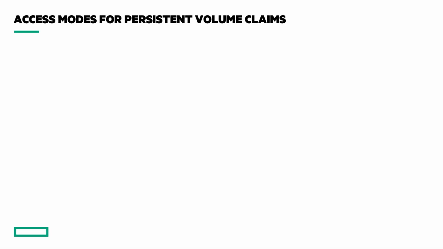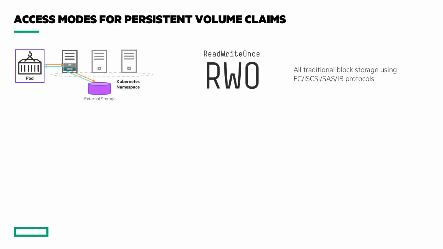Before we dive in, I have a few slides I want to go through and talk a little bit about access modes for persistent volume claims on Kubernetes. The most common one is what we call ReadWriteOnce, or RWO. That means you only have a single pod on a single host in a Kubernetes namespace accessing any given volume at any given time.